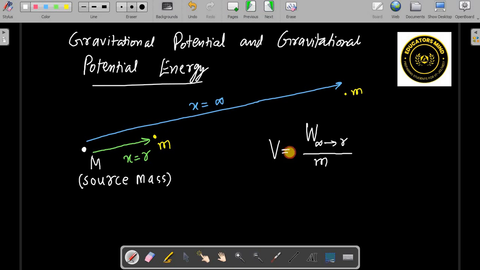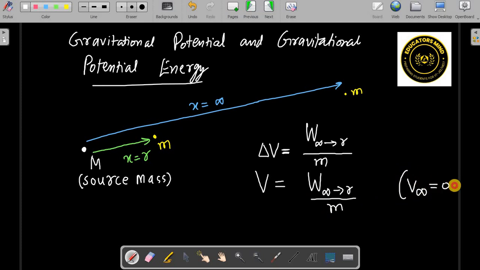Potential may be written by the symbol V. Potential at a given location is actually the change of potential, which we can say as delta V. But here we are going to consider potential at infinity to be 0. That is why the potential at this point is just the work done in moving the particle from infinity to that location per unit mass. Here we are keeping potential at infinity to be 0.